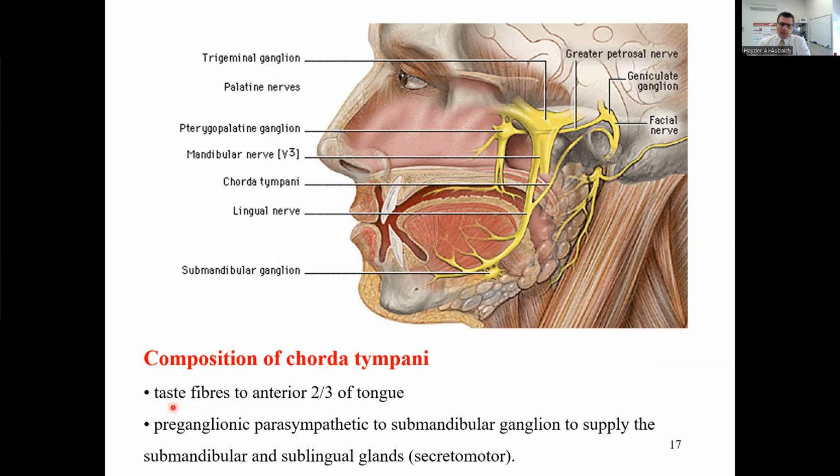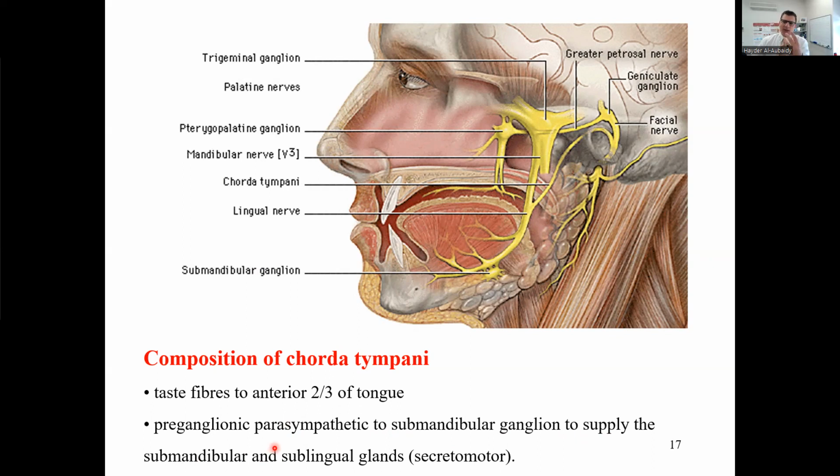So the chorda tympani carries taste fibers to the anterior 2/3 of the tongue for taste sensation. And also, if you look here, this is going into the submandibular ganglia. So it carries preganglionic parasympathetic fibers to the submandibular ganglia to supply the submandibular and sublingual salivary glands.